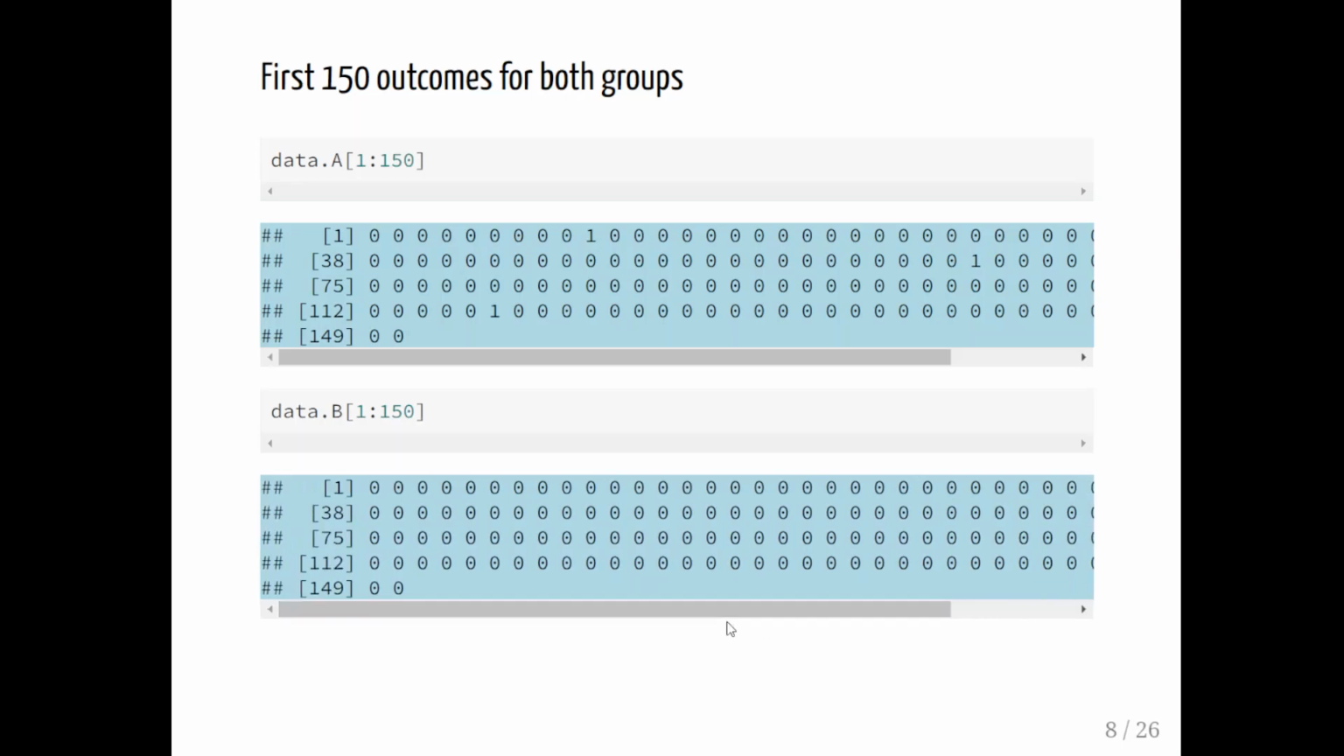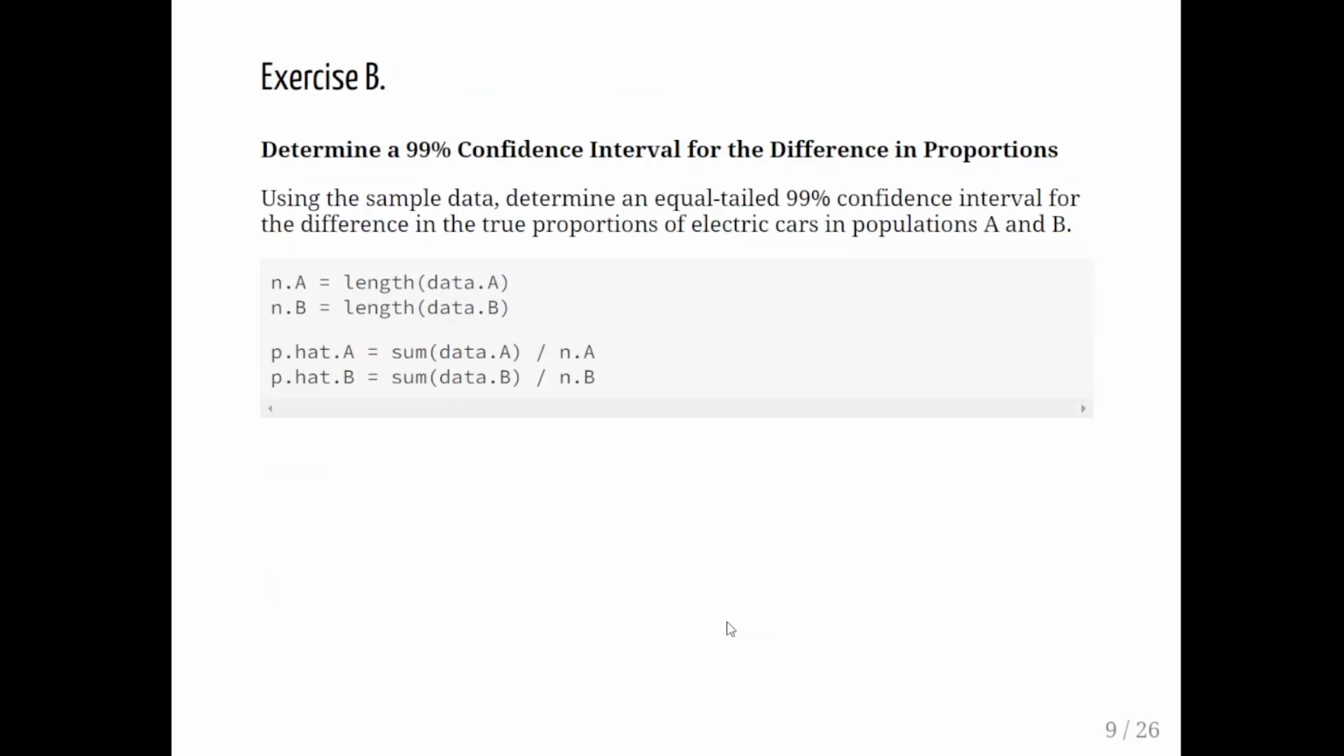Okay, so anyway, determine a 99% confidence interval for the difference in proportions. Okay, so this is where we are using a lot of the skills we might have built up in pen and paper exercises, so to speak. So using the sample data, determine an equal-tailed 99% confidence interval for the difference in true proportions of electric cars in populations A and B. So we have the sample sizes there, 900 and 1200 respectively, but let's get them there again, NA and NB. So this fits with the type of formula that you should probably be familiar with.